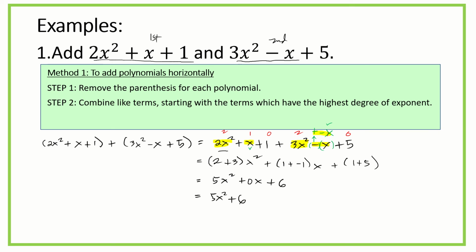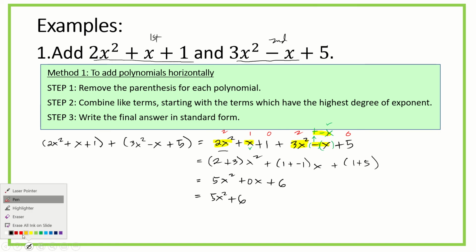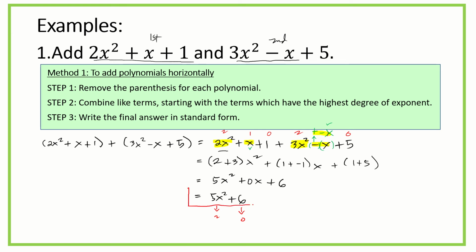Now, the last step is to write the final answer in standard form. That means that the degree must be in decreasing order. But by checking this one, this is degree of 2, degree of 0. And that's in descending order already. That means this is our final answer. 5x squared plus 6.